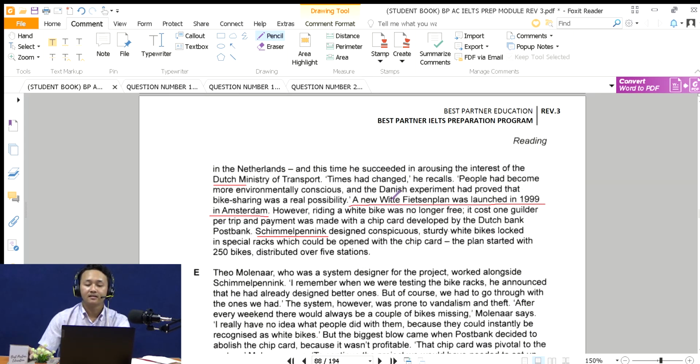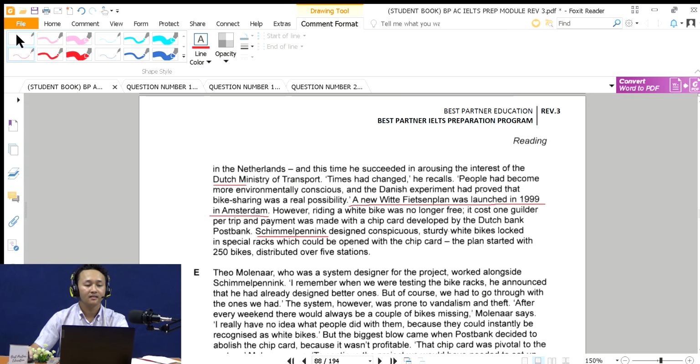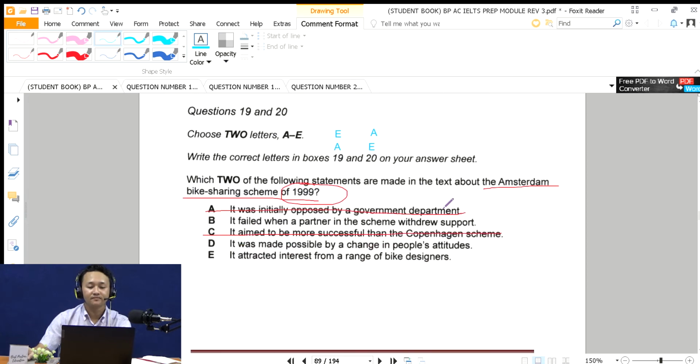Means that they change because people are more aware of the environment. See, I will highlight the answers for you. Okay, from here. Okay, there you go. Now you got one answer already. Go find the other answer. So that's the answer.